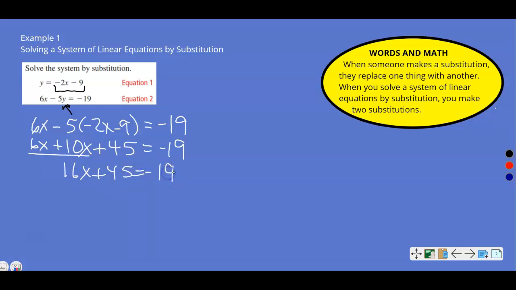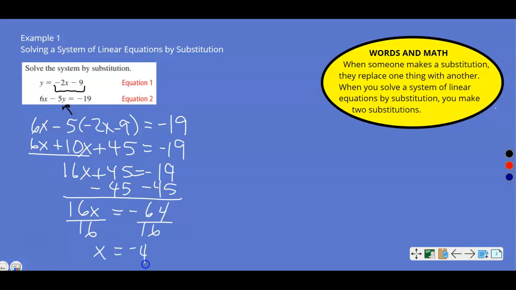And then I'm trying to solve for x, so I'm going to subtract 45 from both sides. All right, and I've got negative 19 and negative 45, so that will be negative 64. And I'm going to divide both sides by 16. And that's going to give me negative 4. All right, so I substituted this expression into this equation, and I solved for x.